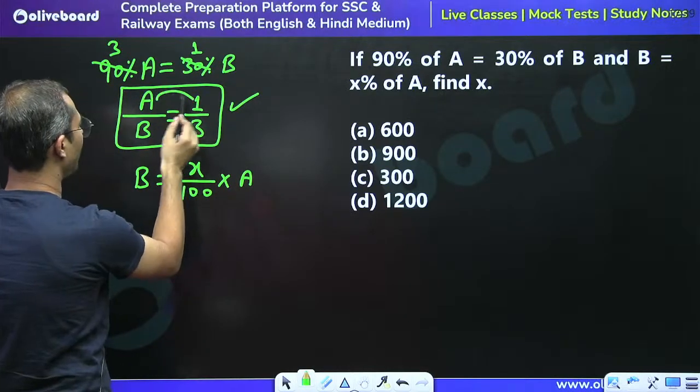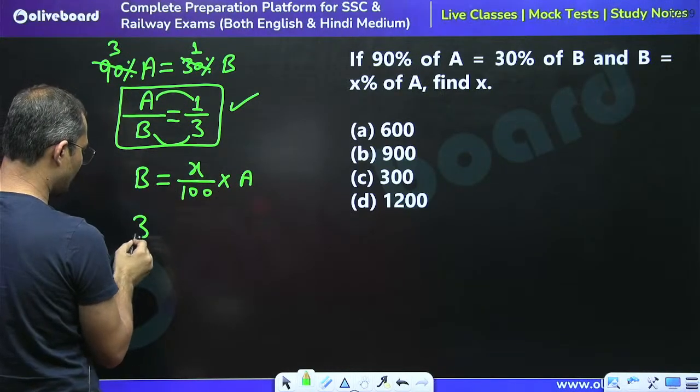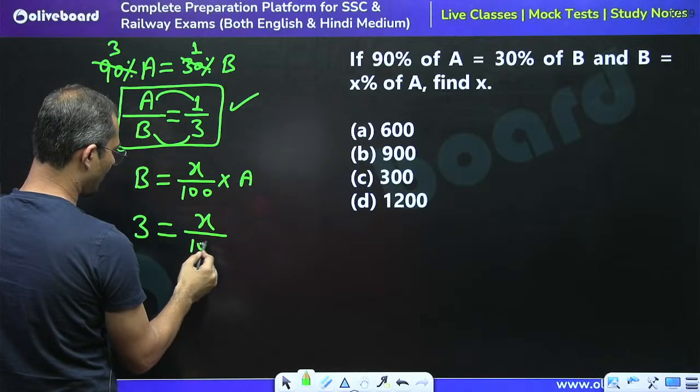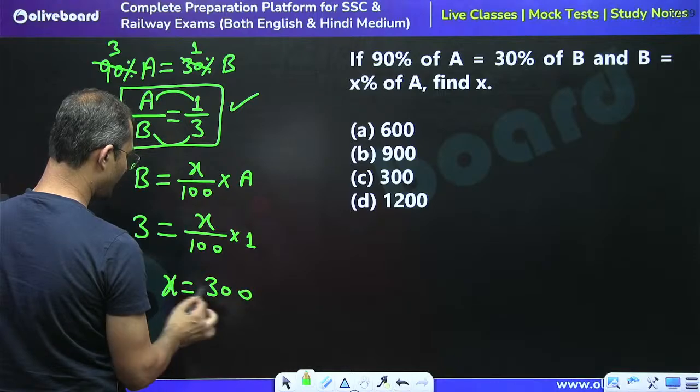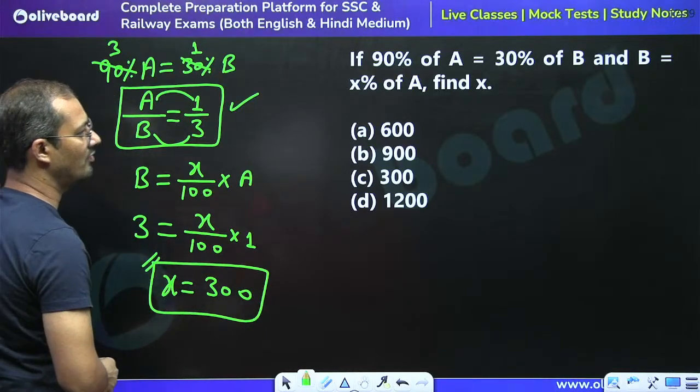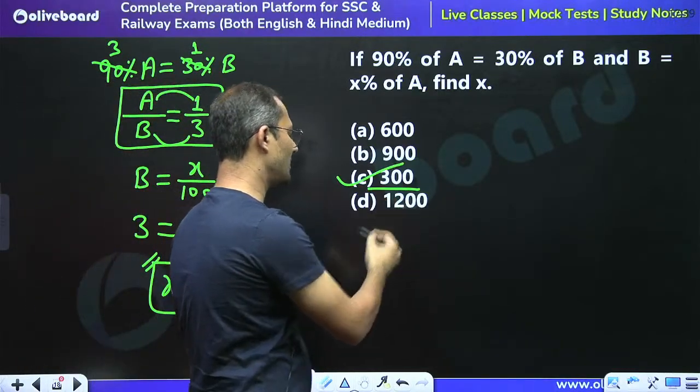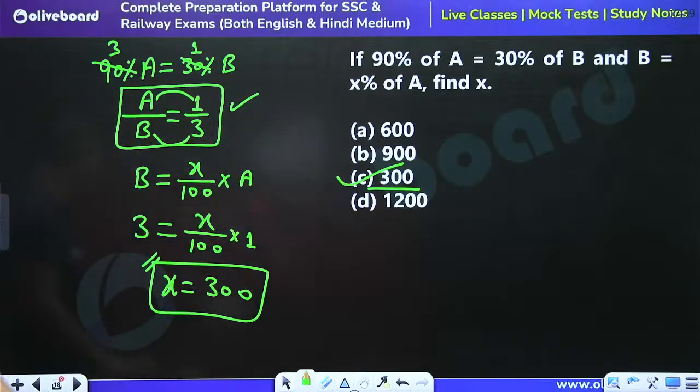Now putting this in the second situation, B is equal to X% of A, right? So in place of A take 1, in place of B take 3. So we can say that 3 is equal to X upon 100 into 1. So the value of X is equal to 300, right? So 300 is the right answer. Simply we can do this problem. Yes, 300%, is the right answer. So moving to next question.